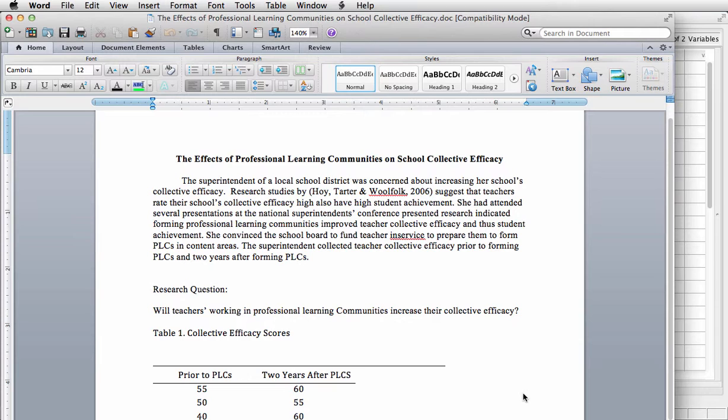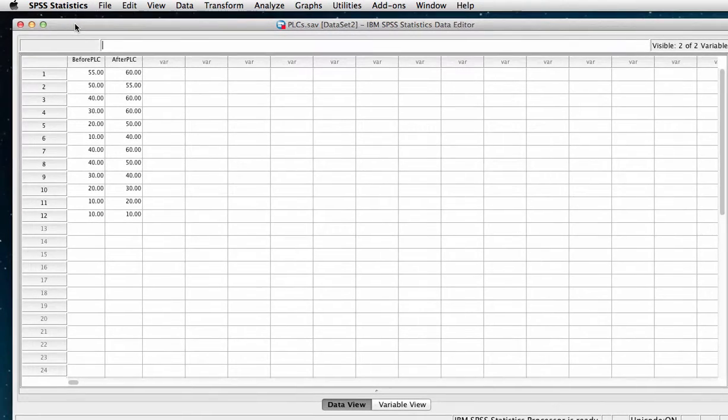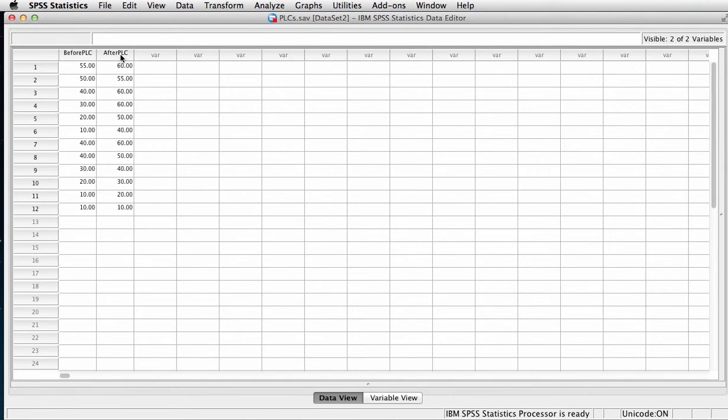achievement. So the research question we want to look at is, will teachers working in professional learning communities increase their collective efficacy? And so we have a group of collective efficacy scores. So she collected collective efficacy scores prior to implementing PLCs, and then 2 years later collected scores to see if there was a significant increase in that 2 years. So I've entered this data into SPSS, and this is what it looks like here, before and after.